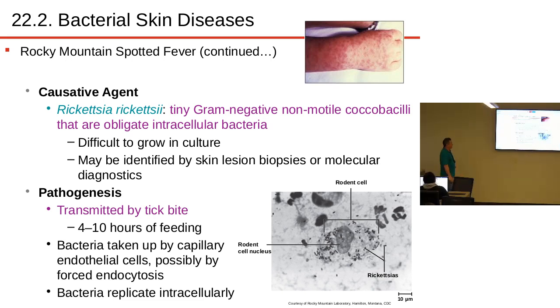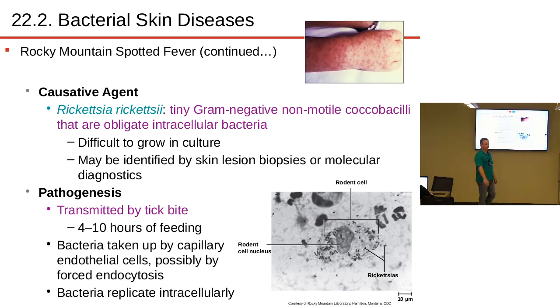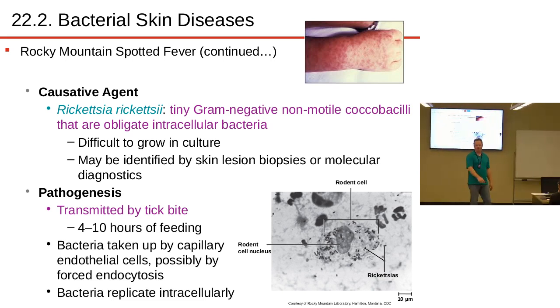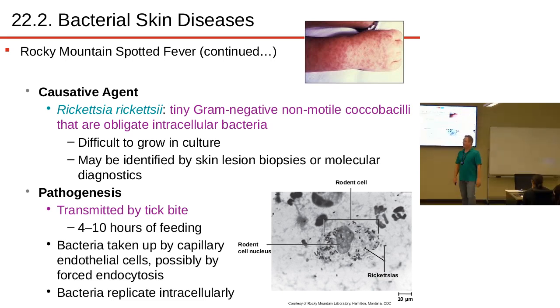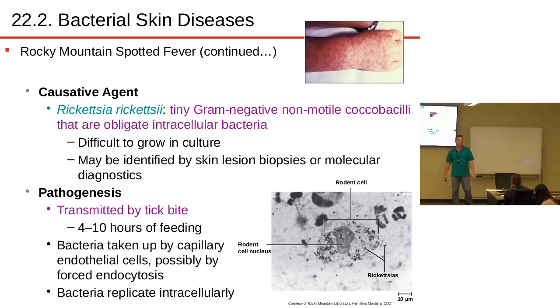So the causative agent, it's kind of a fun name, Rickettsia rickettsii. So it's basically got two of the same name. It's a gram-negative, non-motile, so this tells us that it isn't able to move. It doesn't have a flagella. Coccobacilli. This tells us that it has kind of a round, almost egg shape to it. It's not truly a coccus, and it's not truly a bacillus. It's kind of in between.